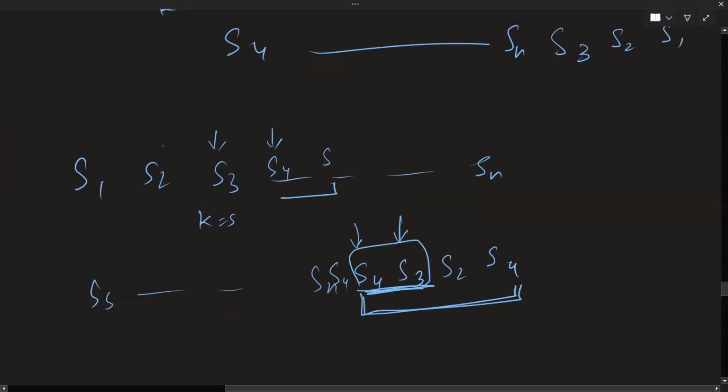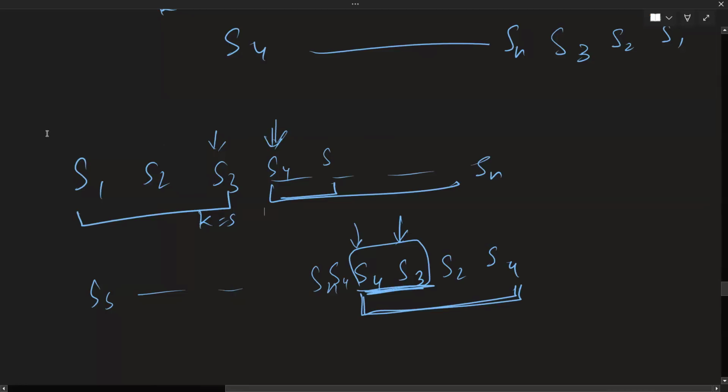The bucket is of 5 length. If k was 3, then there is no issue if these two are different. Then it is completely fine. They are not in the same bucket. But if S3 and S4 are in the same bucket and they are different, then it is a problem.